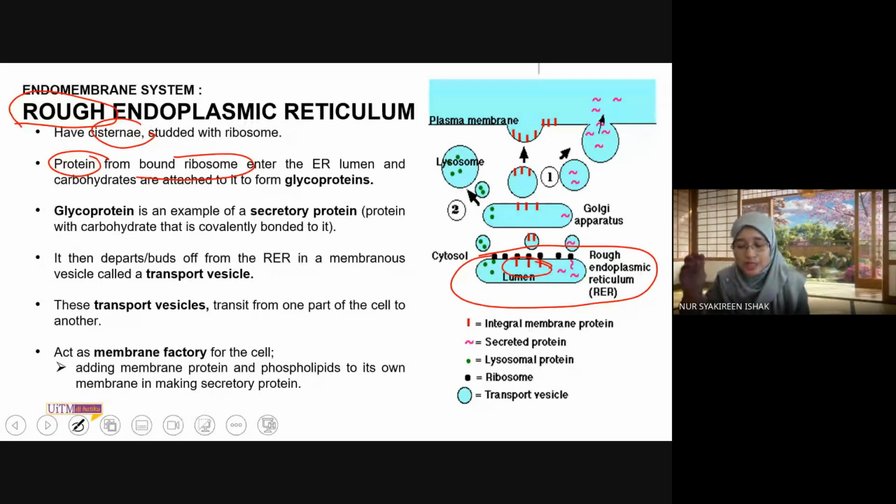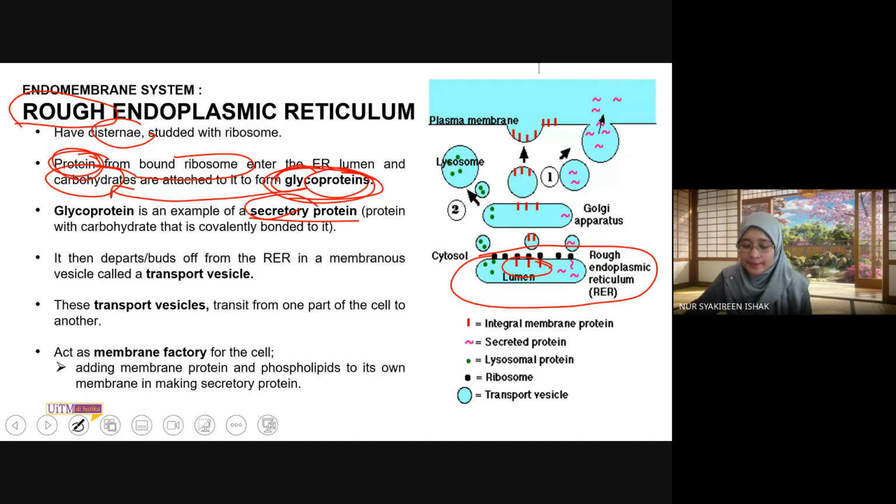Okay, so the ribosome, which is bound to the membrane of the rough ER, functions to synthesize protein, and the protein will end up in the cisternal space. The protein produced will also get attached with carbohydrates to form glycoproteins. Glycoprotein is the carbohydrate part. Proteins are synthesized from the ribosome. Glycoprotein is an example of secretory protein. Secretory proteins are proteins to be secreted out of the cell.